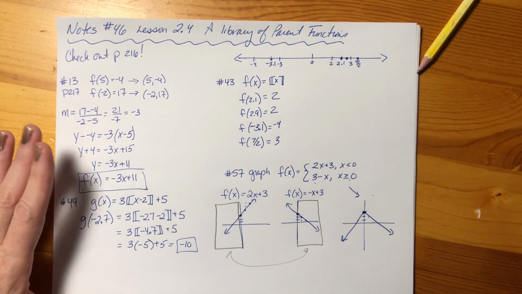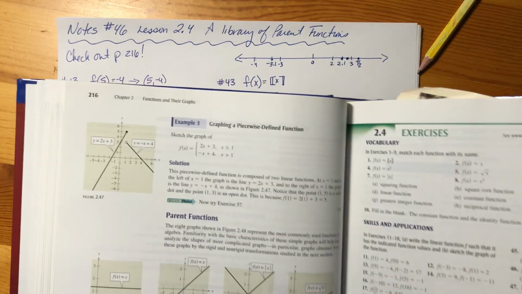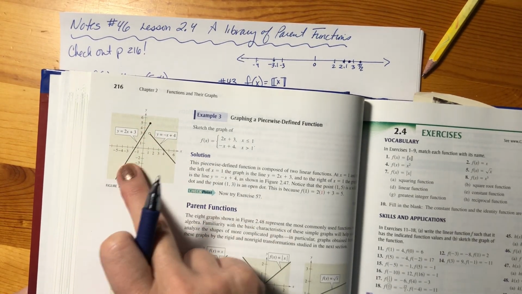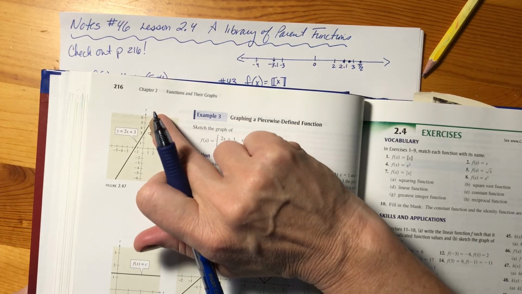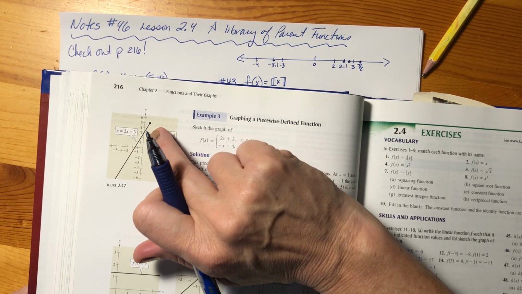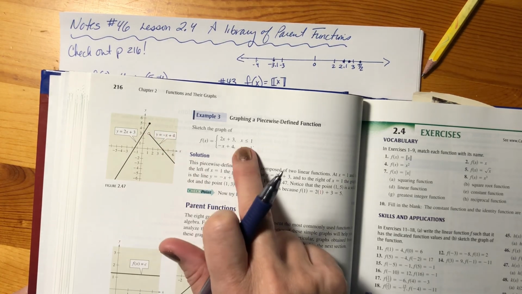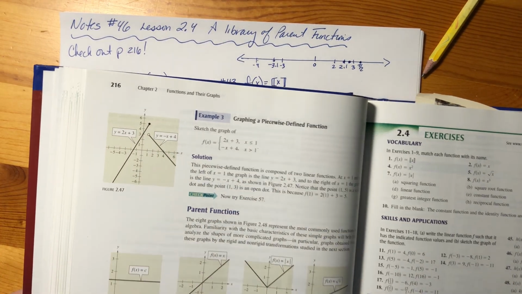If you look in your textbook at example 3, notice they have a piecewise function right here that does not line up. Okay, they don't share a common endpoint. So we have one open point. We have the open point where it's greater than, and a solid point where it's less than or equal to. So be very careful with that.